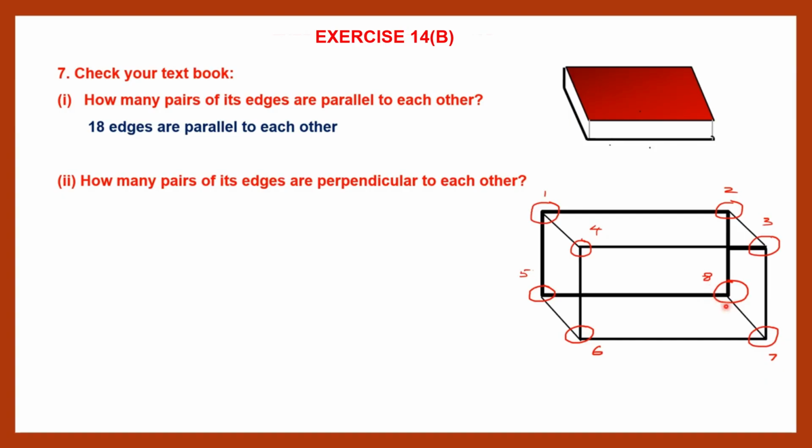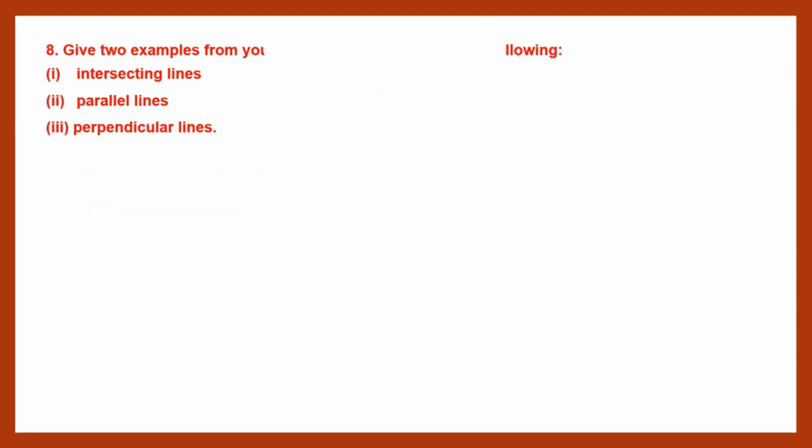So from that we can calculate at each corner there are 3 perpendicular lines. So 8 into 3 will give us 24. So that means 24 edges are perpendicular to each other. So now let's move on to the next question.